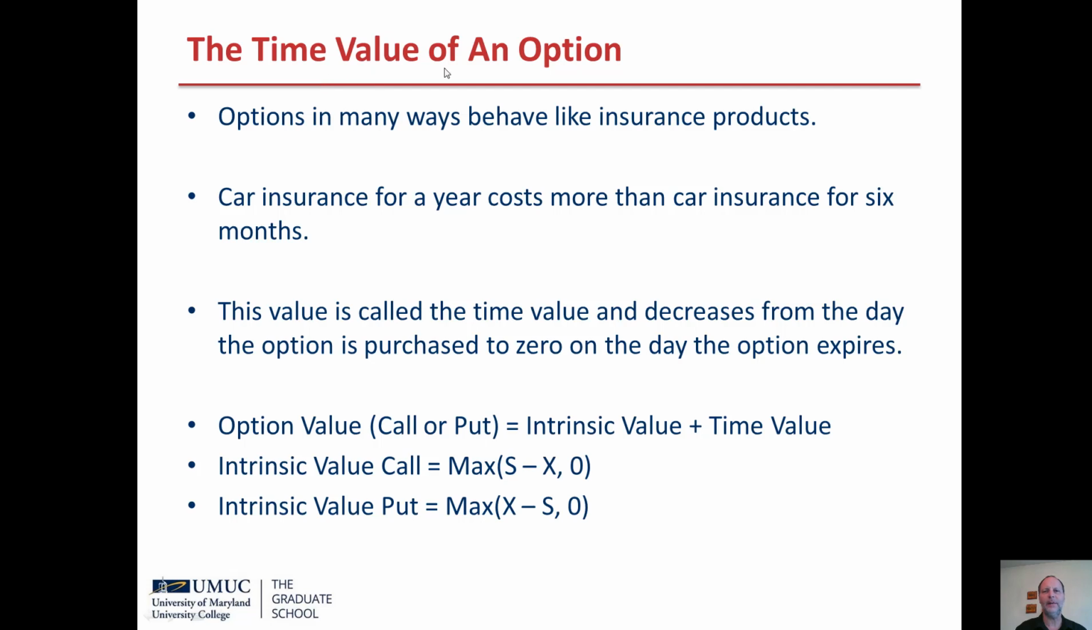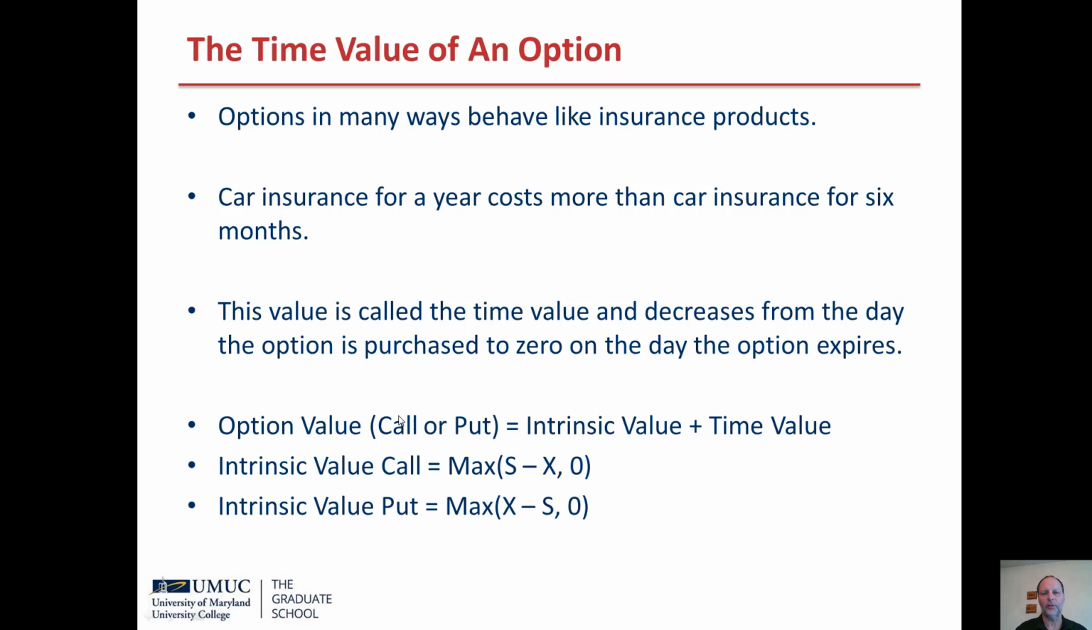Now we will discuss the time value of options. Options in many ways behave like insurance products. If you buy car or home insurance, a year of insurance is going to cost more than 6 months of insurance. And if you get a reimbursement from the insurance company, the value of that reimbursement will decrease each day as you approach the expiration of the insurance. This value of the insurance product or option is called the time value.